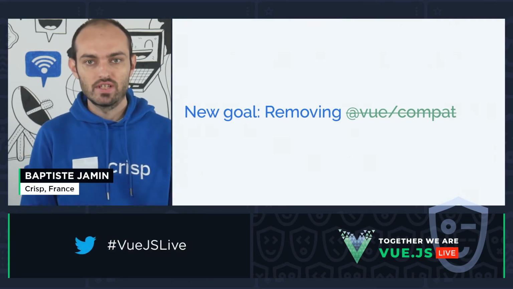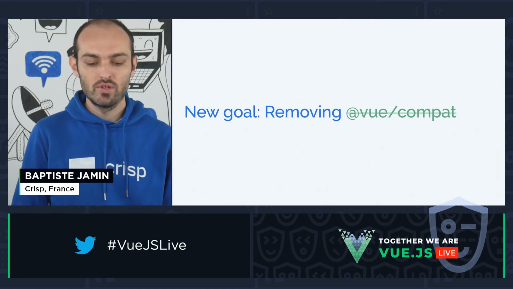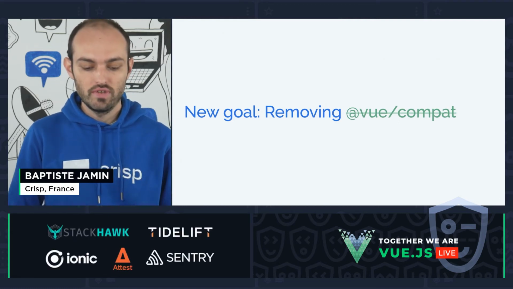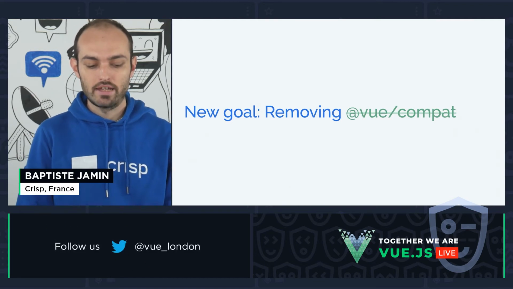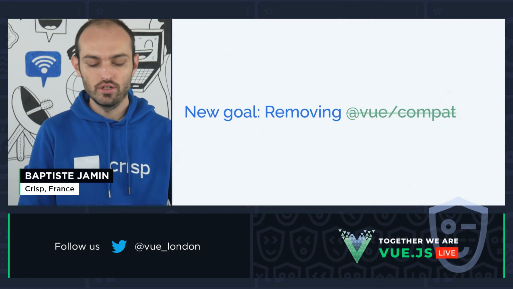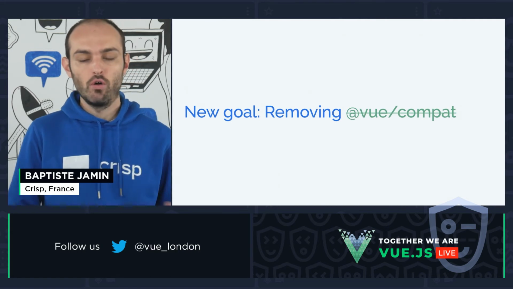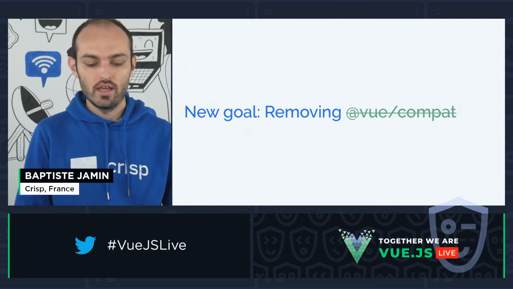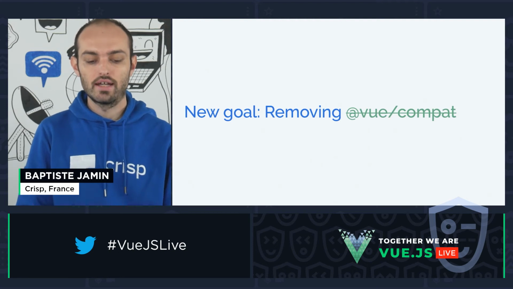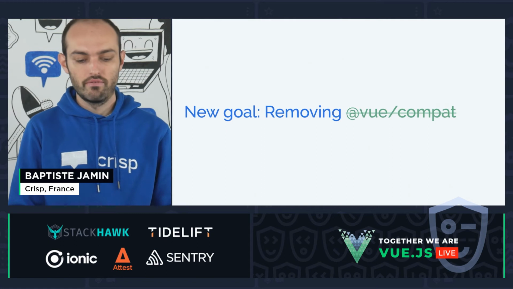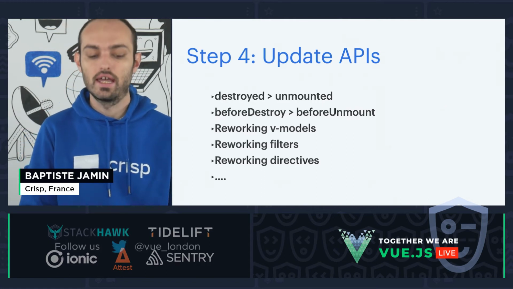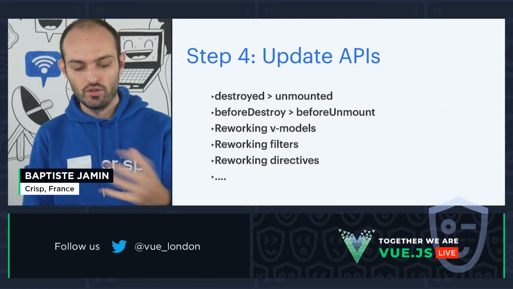However, so we can benefit from the Vue 3 performance and all the new features, we wanted to get rid of the Vue compat package. So what we had to do is move all of the Vue 2 APIs to Vue 3 APIs. So for instance, we had to replace all the destroyed methods with the Vue 3 version, which is unmounted, and same for beforeDestroy to beforeUnmount.